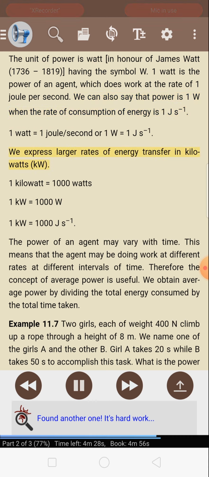We express larger rates of energy transfer in kilowatts, kW. 1 kilowatt equals 1000 watts. 1 kilowatt equals 1000 W. 1 kilowatt equals 1000 J s⁻¹.